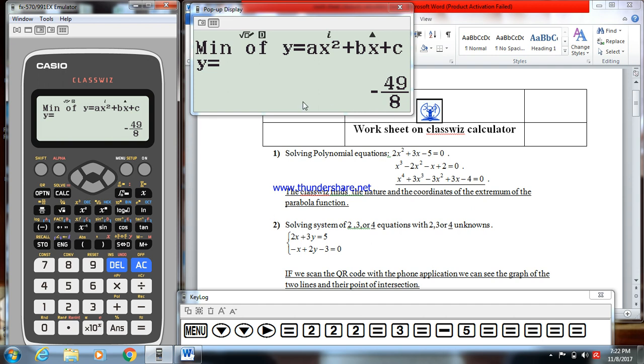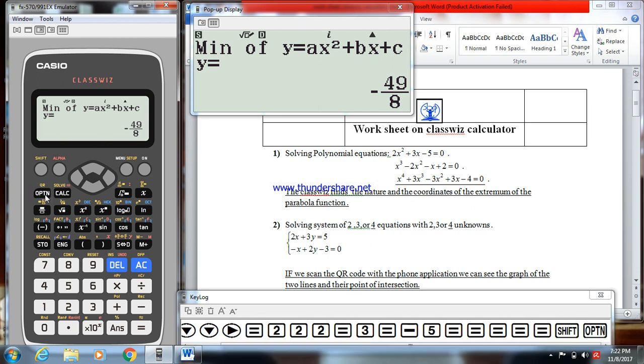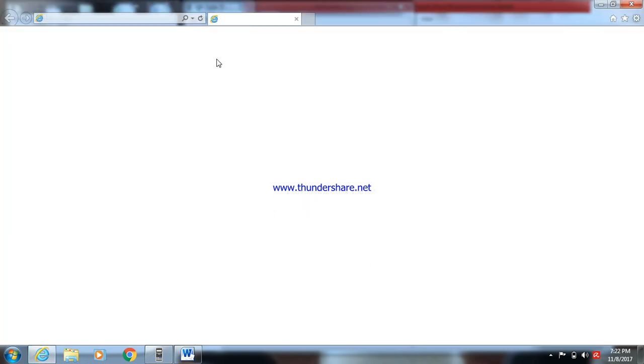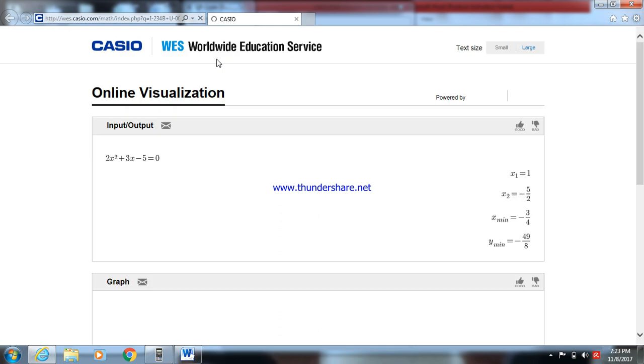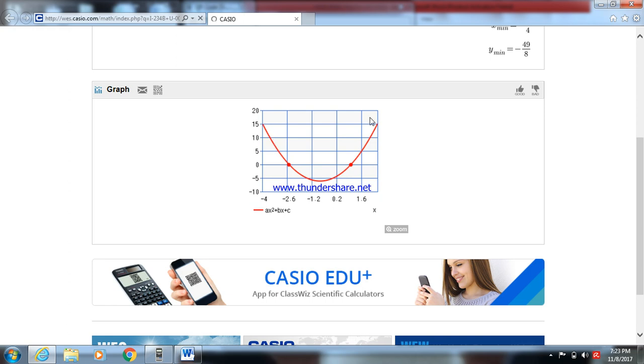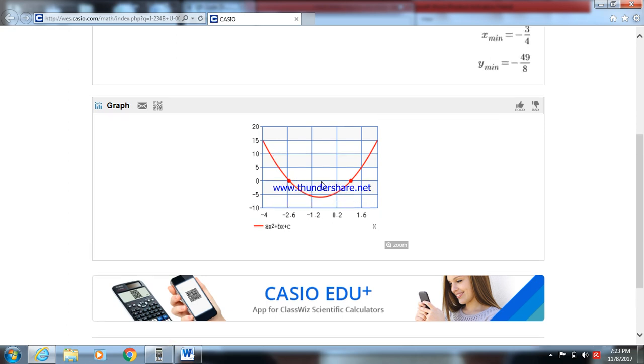Okay, if I scan the QR code, I press shift QR code and I scan this one by using my phone with the application. I scan this code and I can go to the Casio website, and I get here the graph of the parabola. You can see the minimum point here. The points here in red are the roots of this equation.